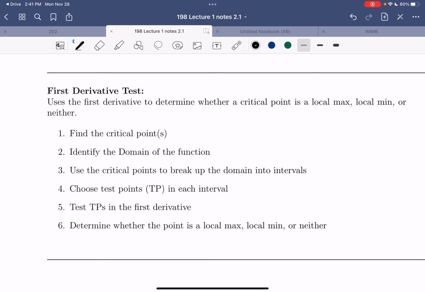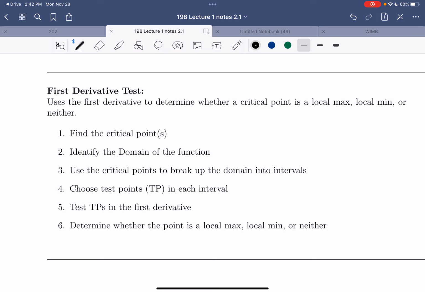Now, the next thing that we want to do is figure out where this function exists on the real line. So we want to identify the domain. And then you're going to break up your domain at your critical points to create intervals, right? Just like I did up above, I broke my graph into sections between -5 and 1 and 1 and 5. And then we're going to choose a test point in that interval. It's anywhere in between there. We can pick a number anywhere in between, and we're going to test it in the first derivative.